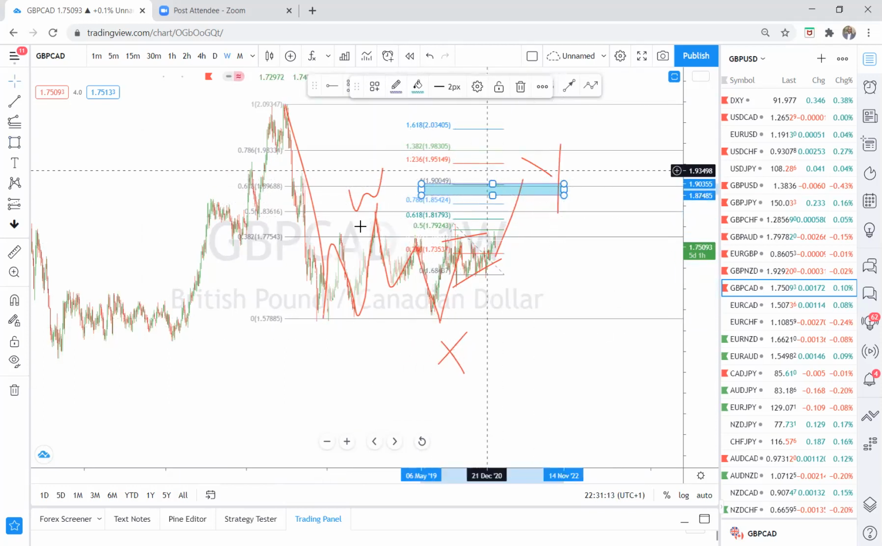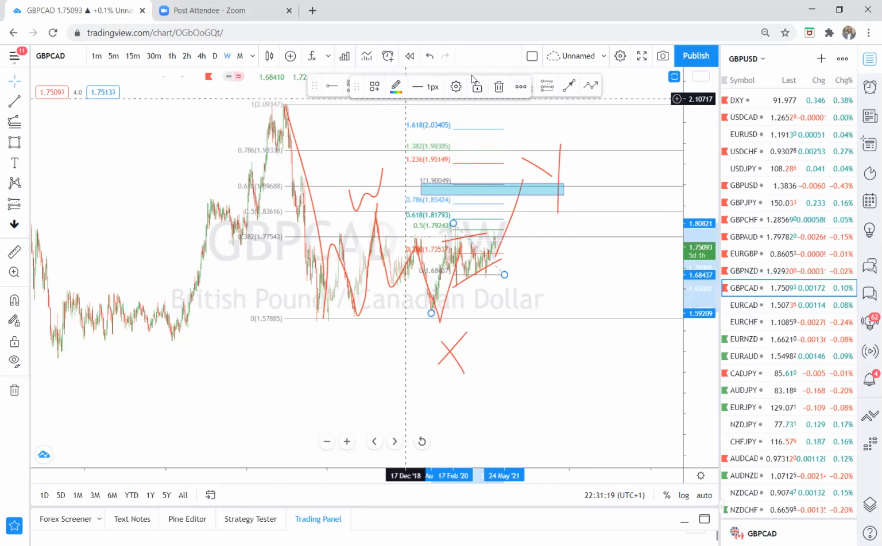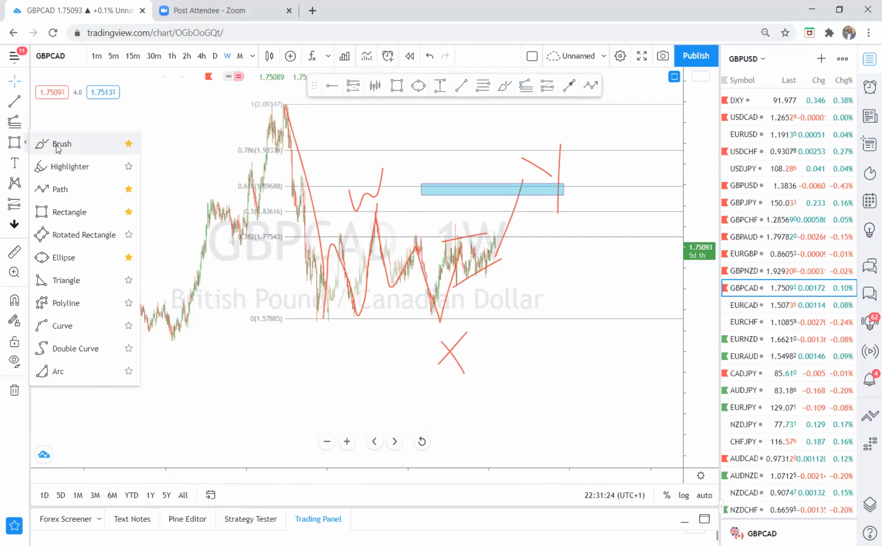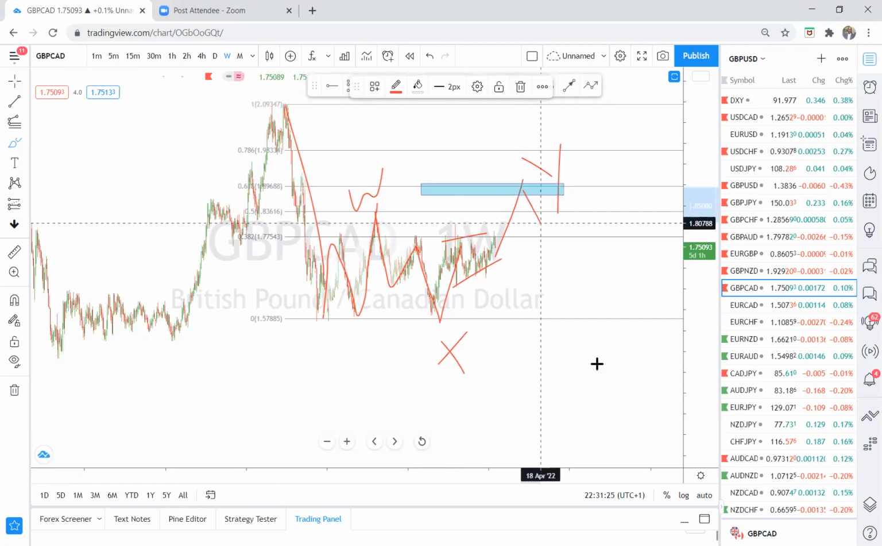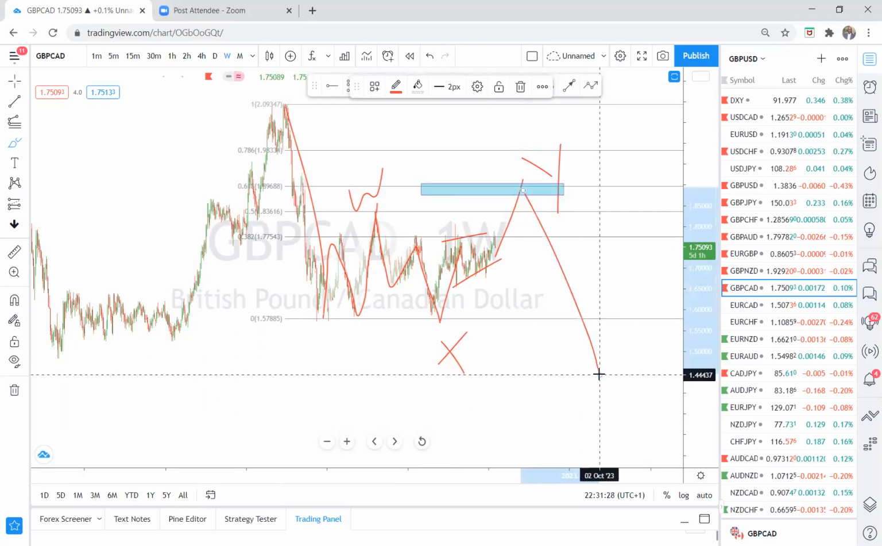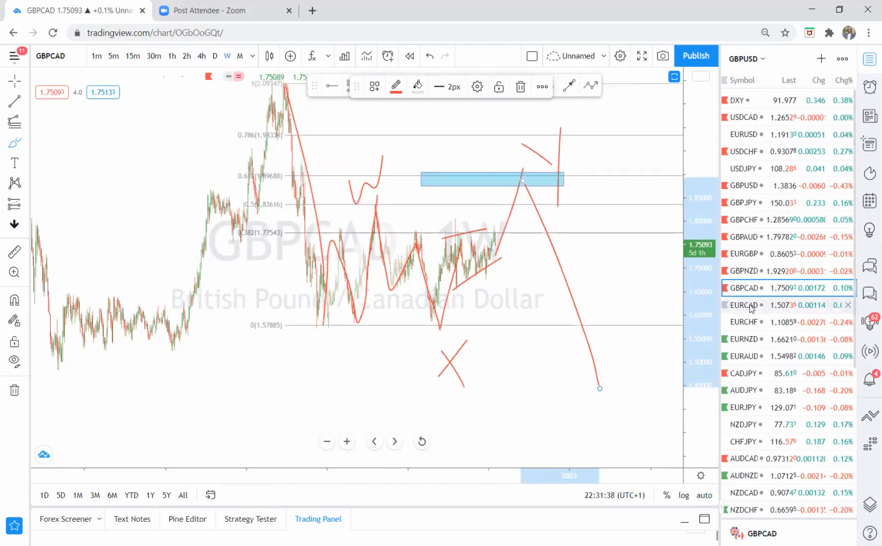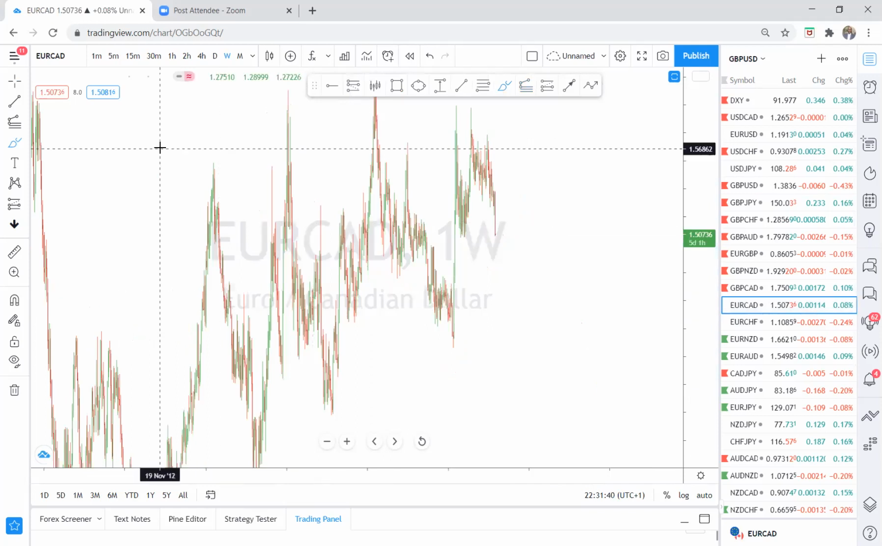This Y structure at this level, and it is at this level that we will expect a move to the downside. We expect at this level a move to the downside from here. This will be a complete structure, guys. I will be very happy if this structure can play out exactly as forecasted. Okay, Euro card.